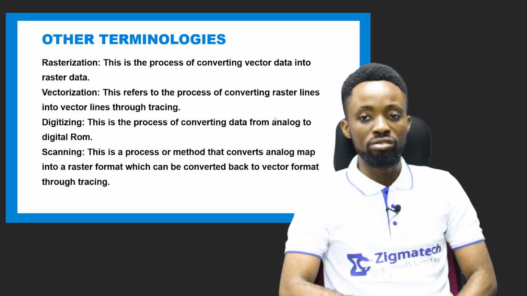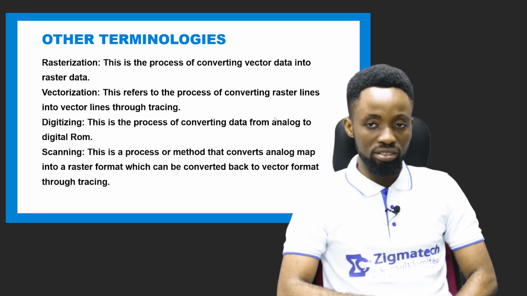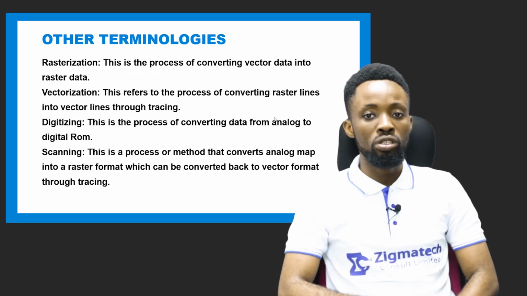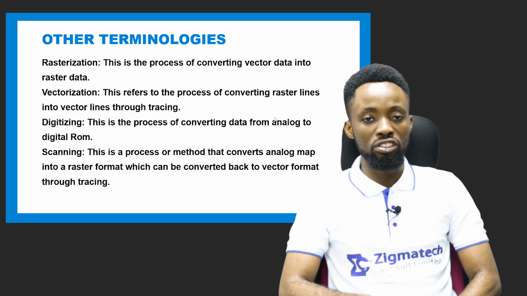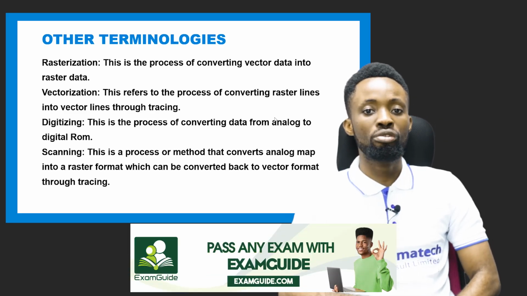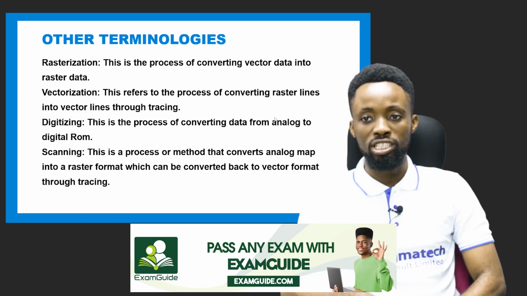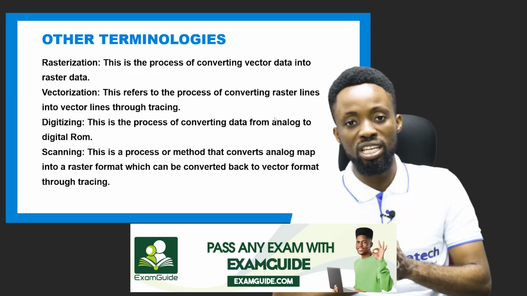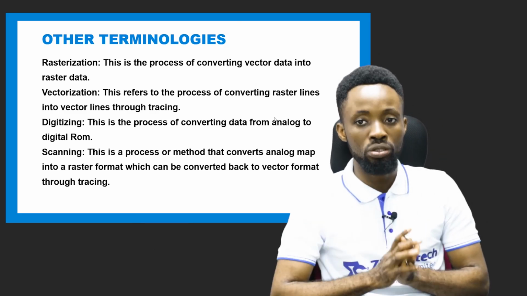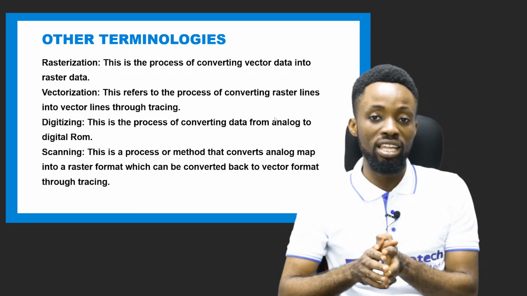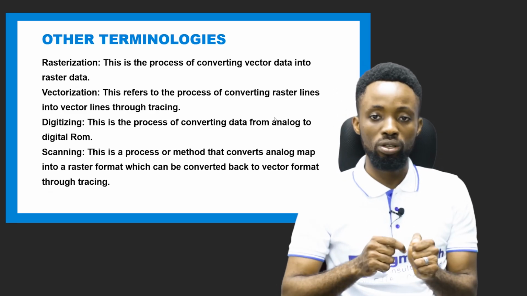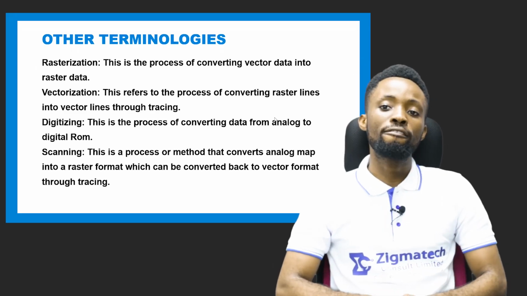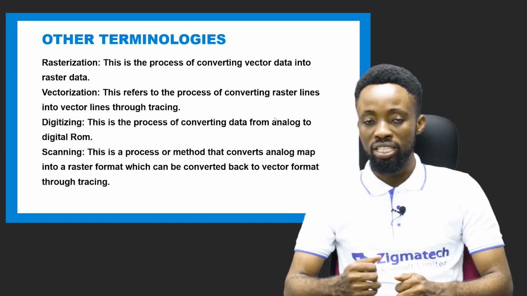But when we transform raster data or a raster line to vector data, it is called what? Vectorization. And vectorization is actually achieved through the process we call tracing. So take note: conversion of vector data to raster data is called rasterization, while the conversion of raster data to vector lines is seen as what? Vectorization.